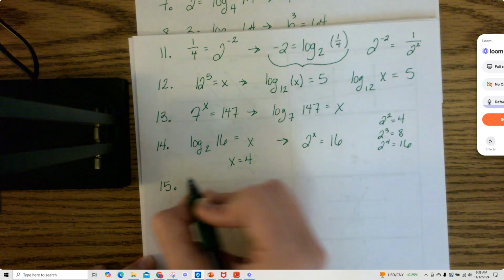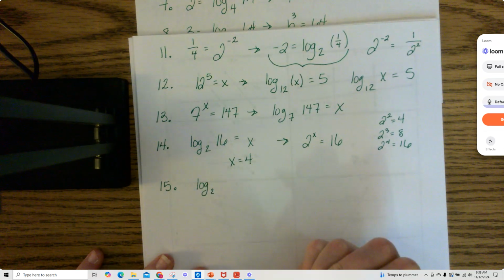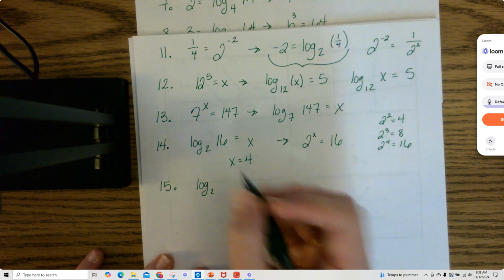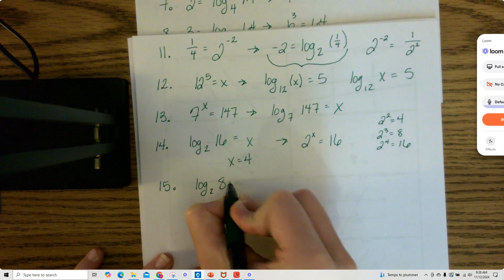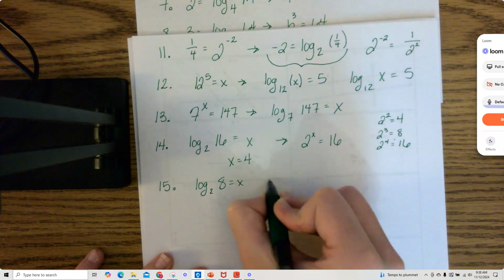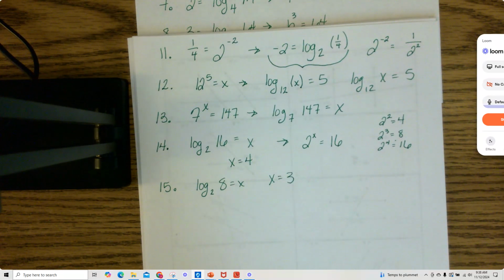Log to the base of 2 of 16. I just did that one. Mine was 8 instead of 16. Log base 2 of 8? Yeah, it's just 3. So we already did it. X equals 3. Glad she put easy ones. They're not. Oh, I have a fractional one now.